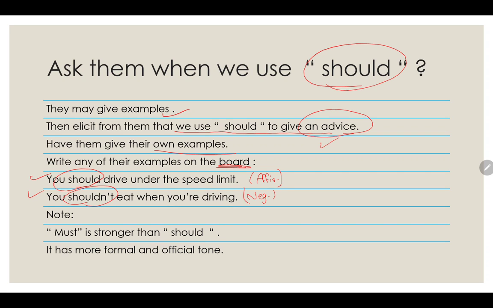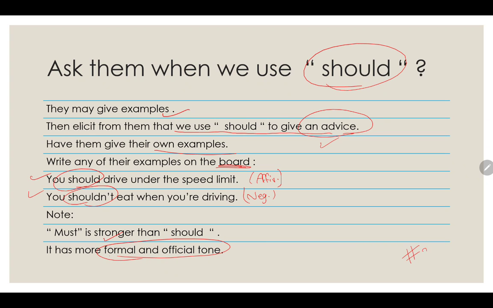Then at the end you can differentiate between them, since some of them may get confused. We sometimes get confused between must and should, but must is stronger than should, and we use it in a formal and official tone. So this is the difference between should and must. As we have mentioned before, must is for rules and laws and should is most of the time for advice, but must is the stronger one.